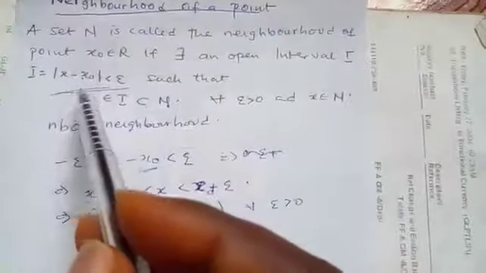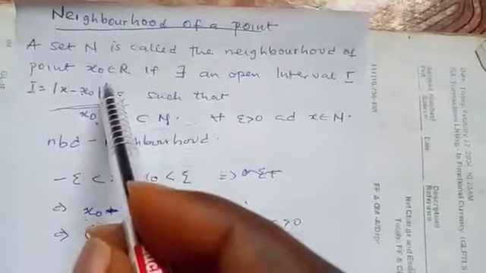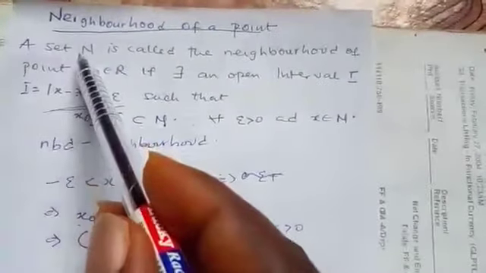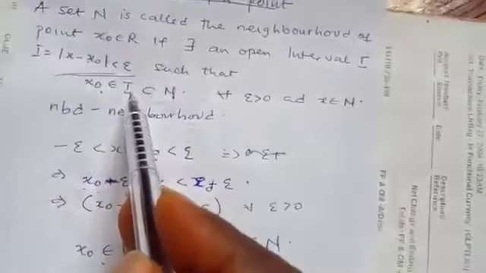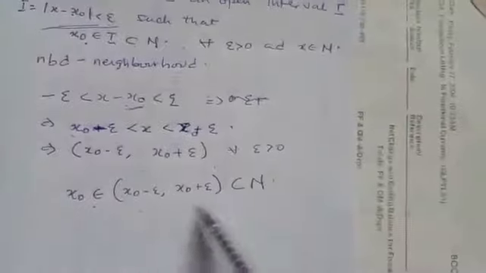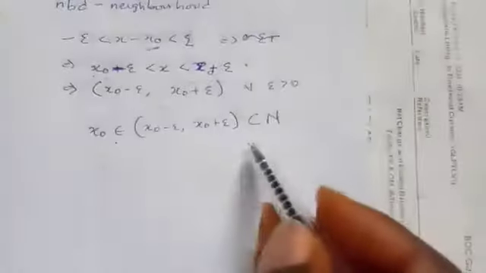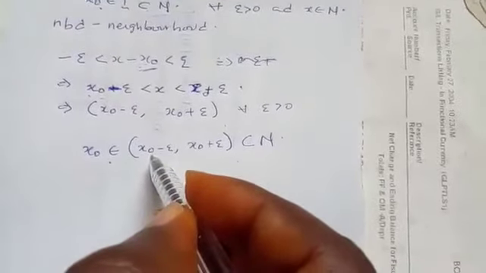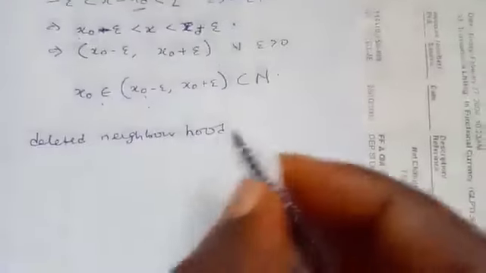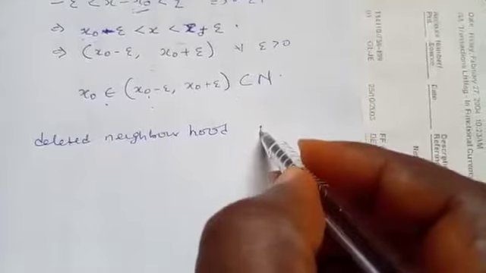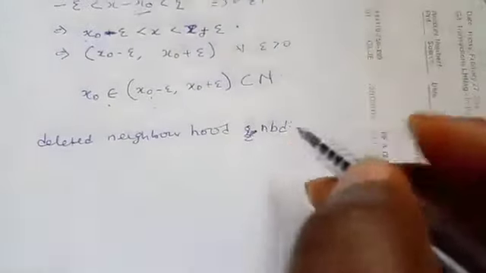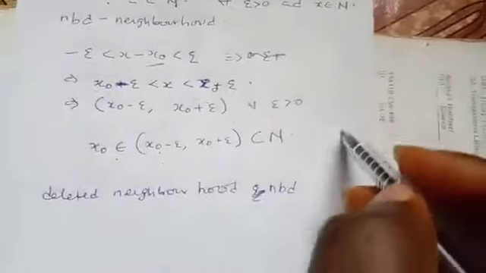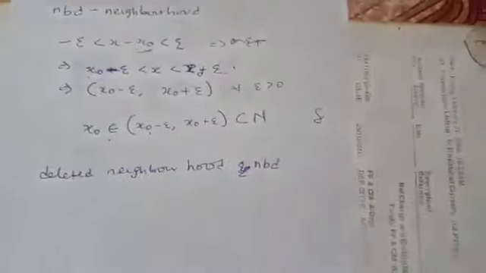So in that case, we can rewrite this statement as: a set is a neighborhood of S0 if there is an open interval I, such that S0 is not belonging to this interval. This I that we put here, we have written it in terms of this. In a case whereby S0 is not in that interval, we say that we have a deleted neighborhood. It is written in this form, epsilon dash, that is deleted neighborhood. At times, some people will use delta instead of epsilon, but we mean the same thing.